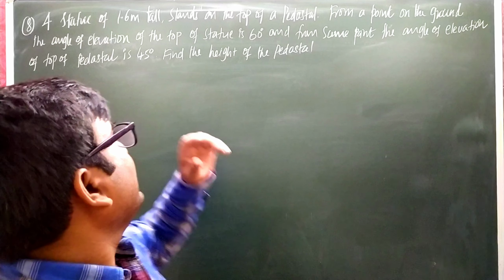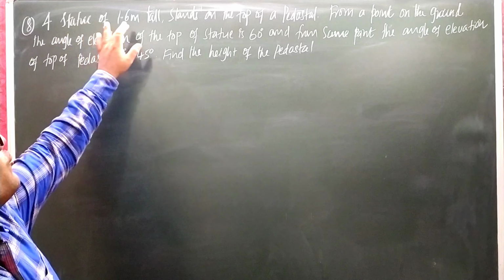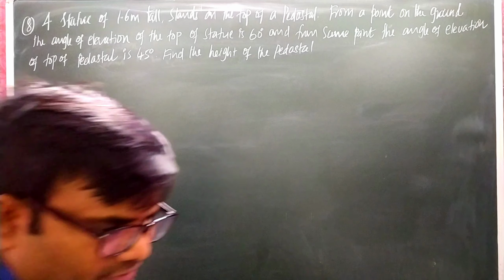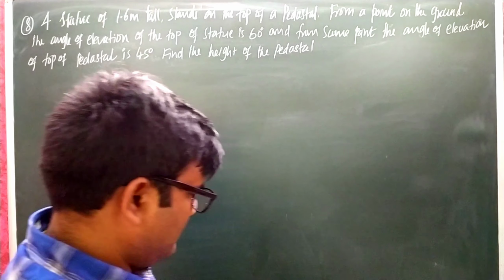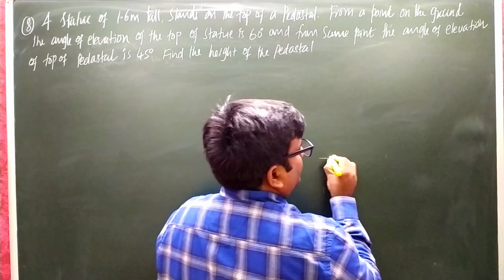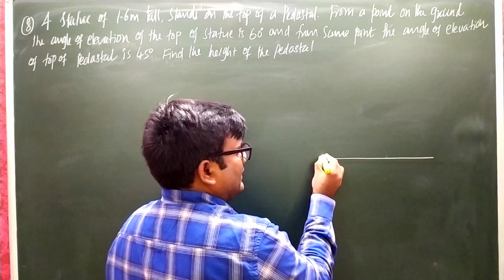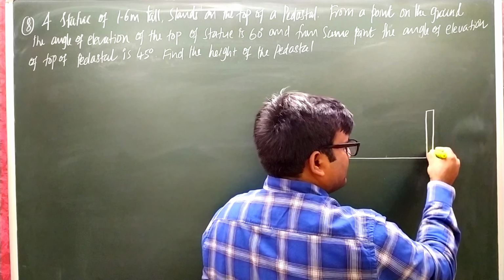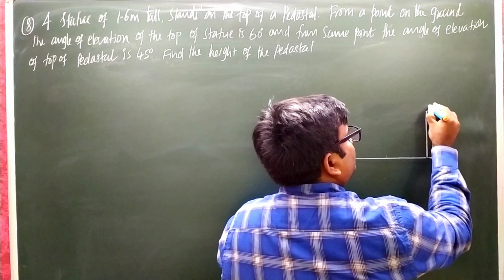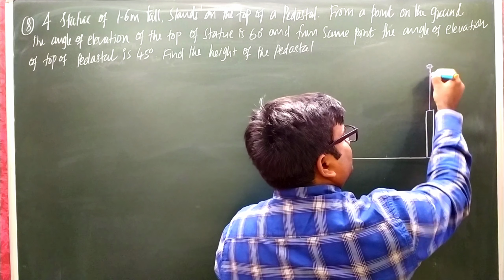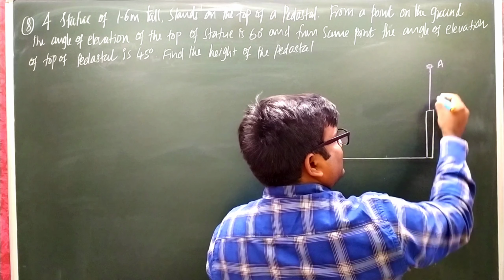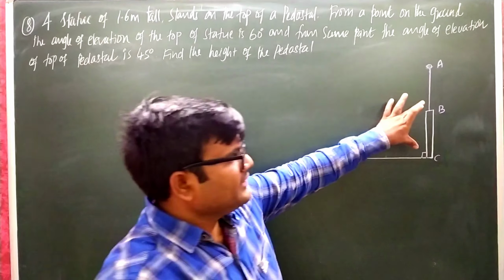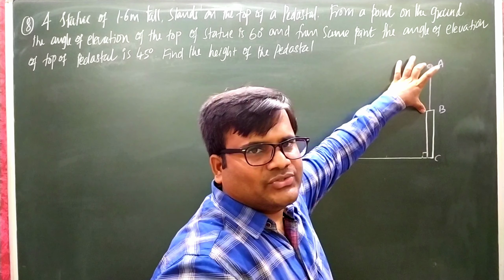Question number 8. A statue of 1.6 meters tall stands at the top of a pedestal. So it is also like question number 7. Ground is the observer. One pedestal. Next row, this one is statue. So I'm giving names same A, B, C, D. So you will get same diagram. CD is a pedestal. This one is a statue.